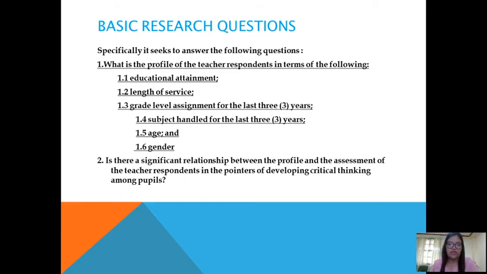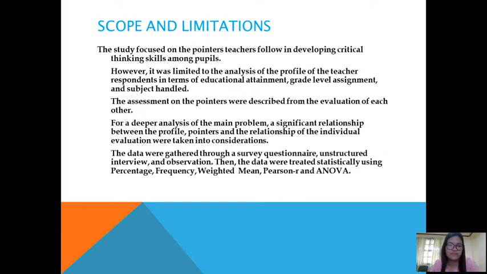Basic research question. Specifically, it seeks to answer the following questions. What is the profile of the teacher respondents in terms of the following: educational attainment, length of service, grade level assignment for the last 3 years, subject handled for the last 3 years, age and gender? Is there a significant relationship between the profile and the assessment of the teacher respondents in pointers of developing critical thinking among pupils?